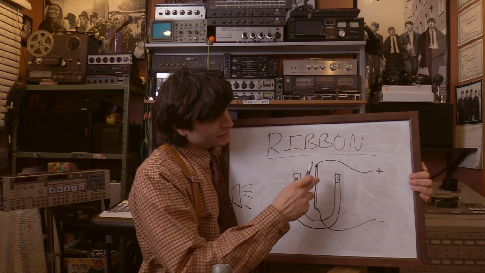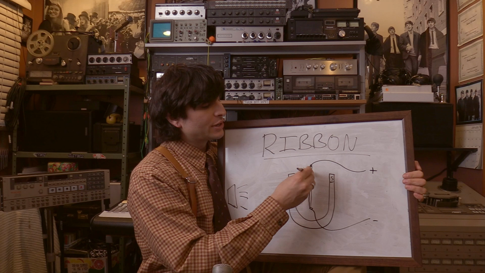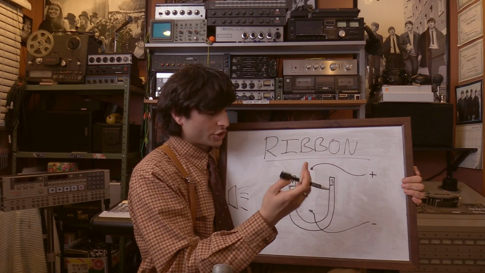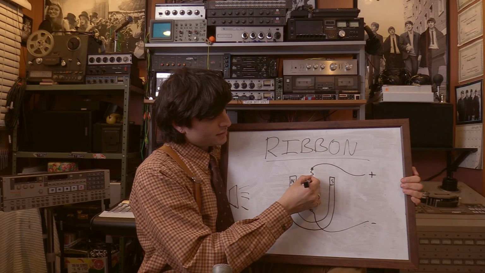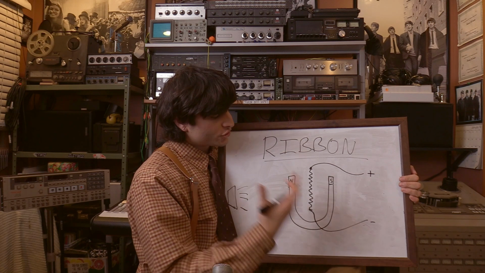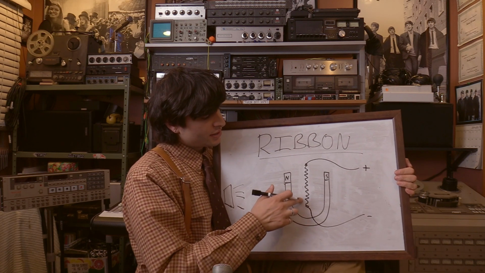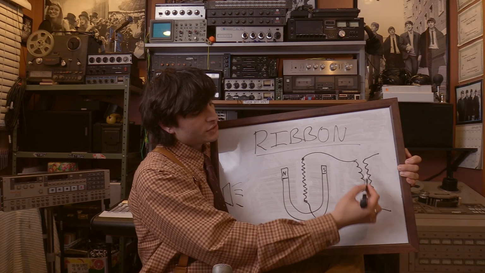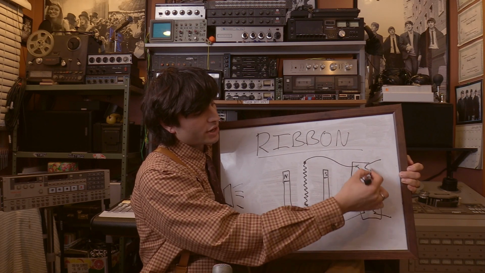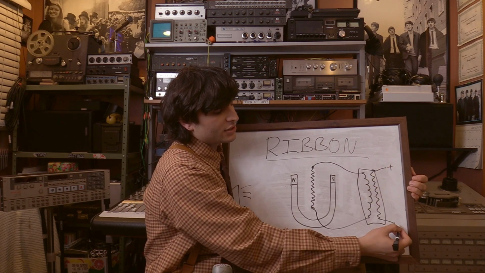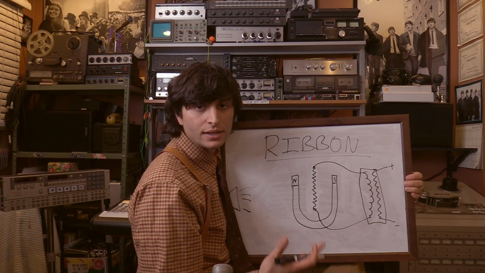And in reality, this strip of metal is extremely thin because it needs to react to sound pressure, and it is usually a corrugated piece of metal for strength. And since the resistance of this piece of metal is so low, there is usually a built-in transformer in a ribbon microphone that converts the impedance of the AC signal to something that is usable.